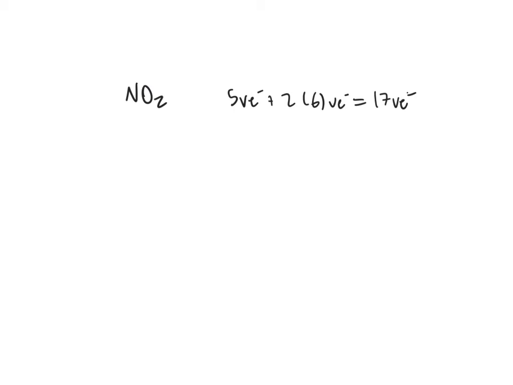Now let's draw the N with O's on the side of it, and draw one bond for each, and subtract the 4, which is what those bonds equal, from the 17, and we get 13 that we have to add in now. So let's put dots on both of the oxygens, and so now we have the nitrogen in the middle with one dot on it. So both of the oxygens have 8, but the nitrogen only has 5.